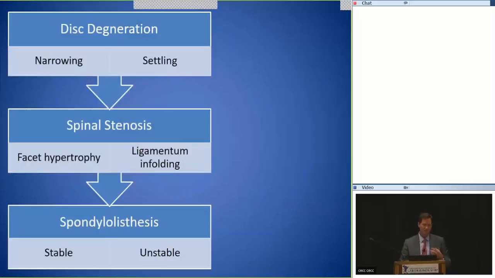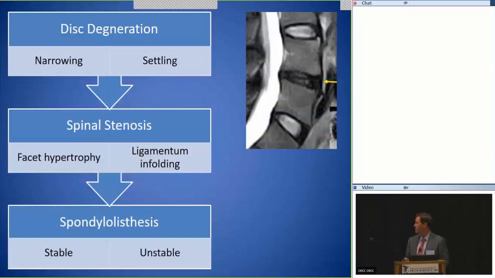So there's a natural process of aging that goes along with your spine. So first thing that happens is the disc starts to degenerate. It narrows, it starts to settle. It goes from looking white to looking black. Basically, you're losing proteoglycans, which are molecules that attract water into the disc space. And as you lose those proteoglycans, you lose your water.